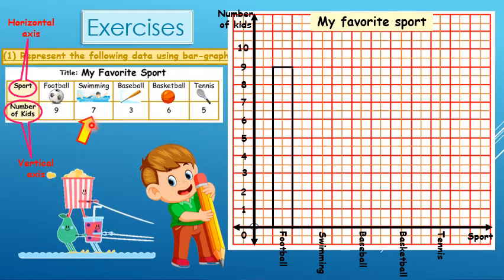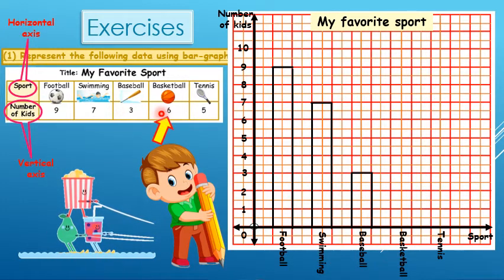We have swimming here. 7 kids like swimming. Then go to our grid and put your finger at swimming and go up until you reach 7. Then put a mark here using your pencil. Then using your ruler, draw this bar. Okay. Next one, which is baseball. We have 3 kids who love it. Then we will go to our grid here, baseball, and go up using your finger until you reach 3. Using your pencil, draw a line, and using your ruler, draw this bar.